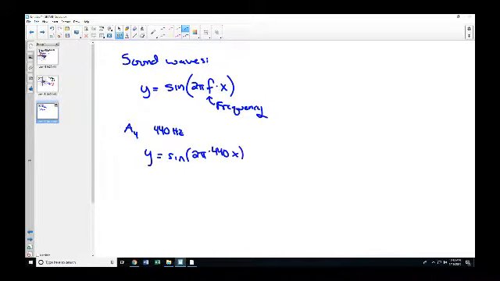Most of the time, we will write a t. Why do we put t? Yeah, time. Context, right? So we would want to rewrite this as 880 pi t. Okay? There's your equation.